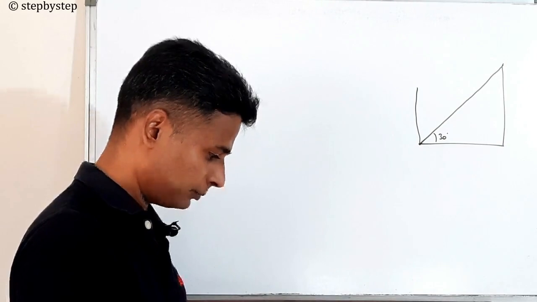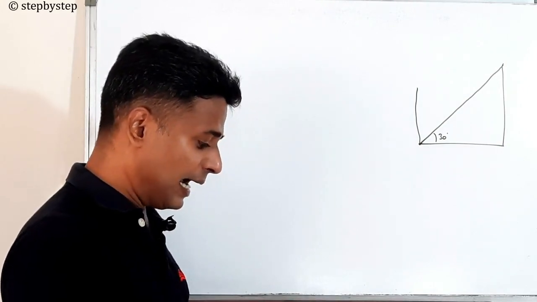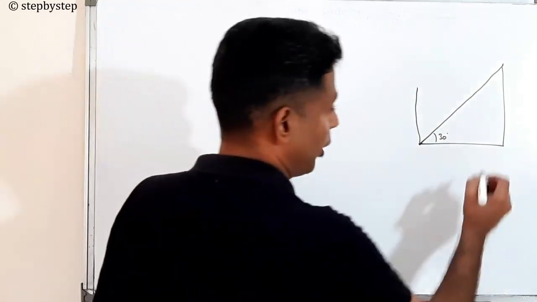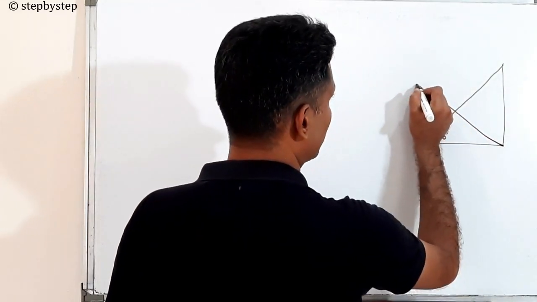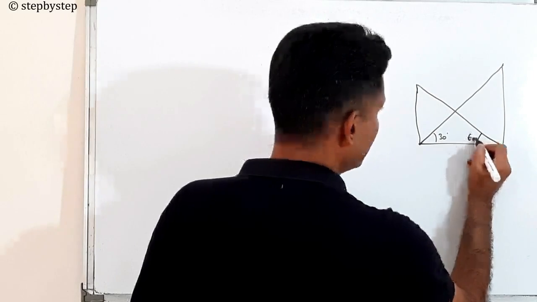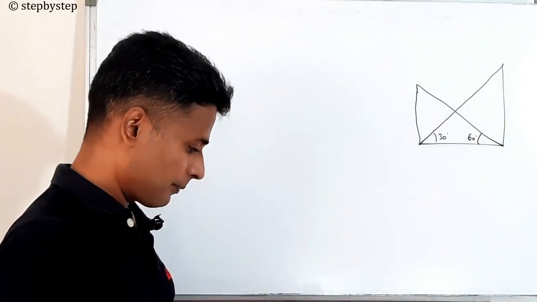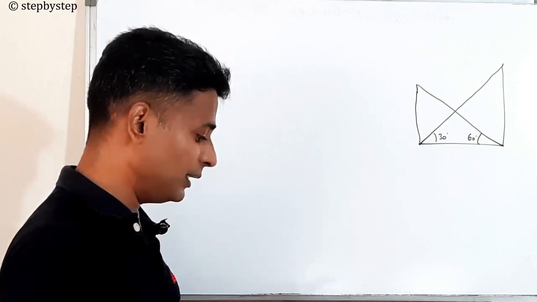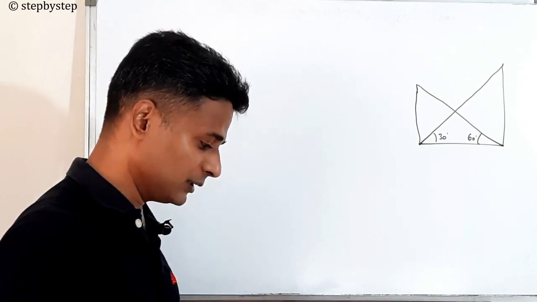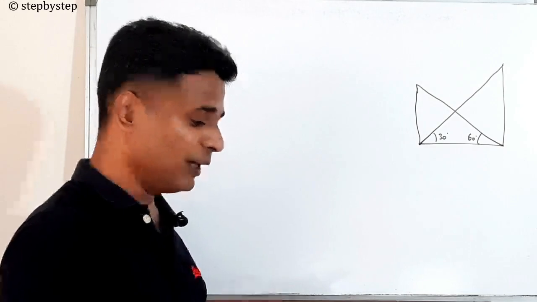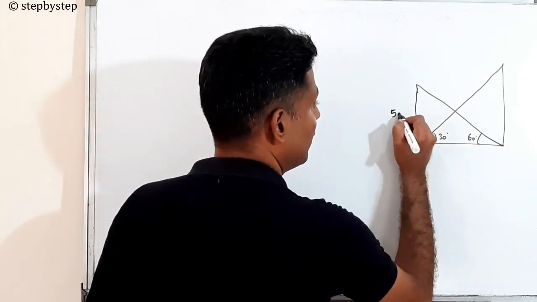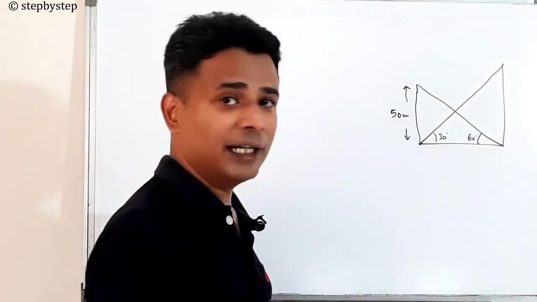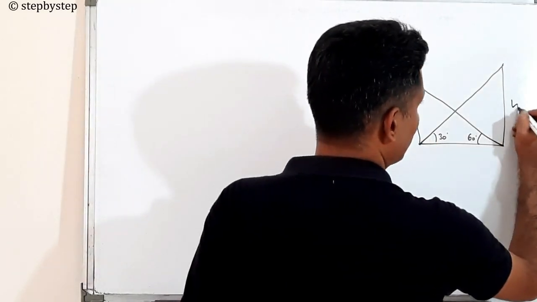Alright. And the angle of elevation of the top of a tower from foot of the building to top of the tower is 60 degree. Alright. If the tower is 50 meter high, so tower is 50 meter high. Alright. Find height of the building. So we have to find height of the building.